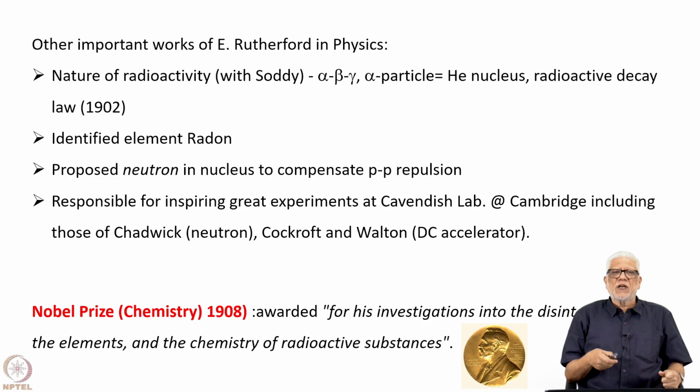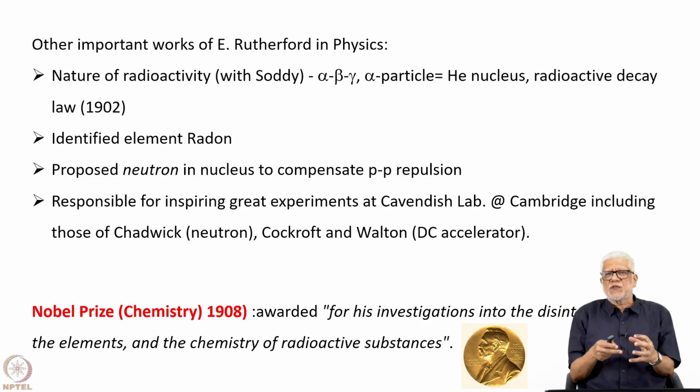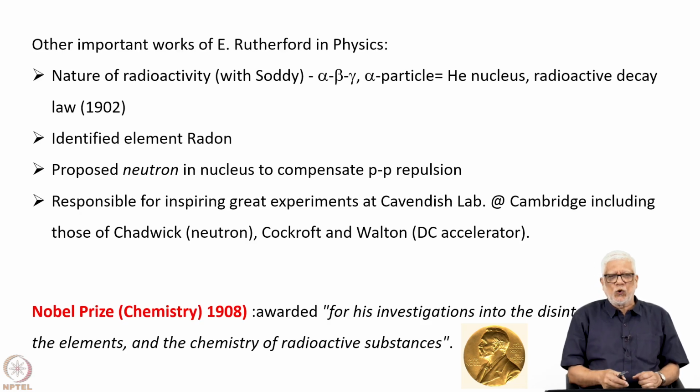He proposed that there are neutrons in the nucleus to compensate for the proton-proton repulsion, because if you have such a compact nucleus and you have protons sitting in there, they would repel each other. So now what prevents them from exploding? So he proposed that there is a neutral object there, the neutron, and perhaps it binds these protons and the nucleus as a whole.